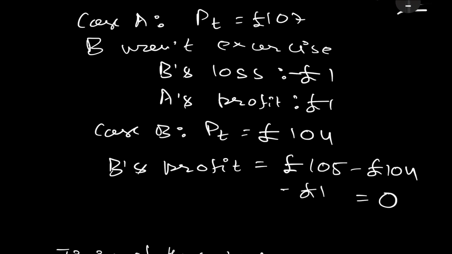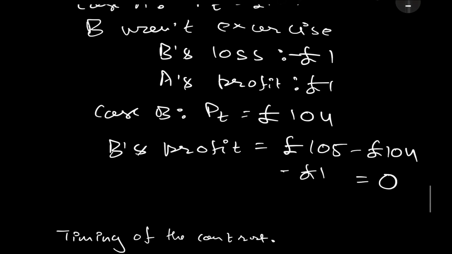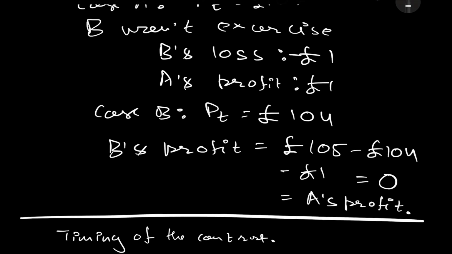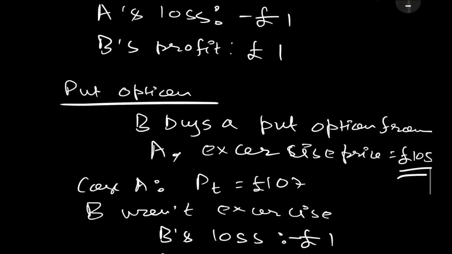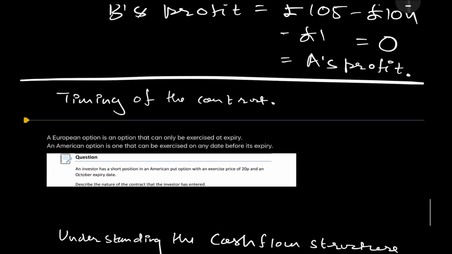So 105, you sell it to A, then you buy it from the open market for 104. But also the fact that you had to pay an initial premium, so that's gone. So it's just zero. Okay. Similarly, A's profit will be equal to zero. It will be the same as this. So this is the preliminary idea of an options contract. I hope you would have understood it with this example. Okay. So let's just now get into other things.